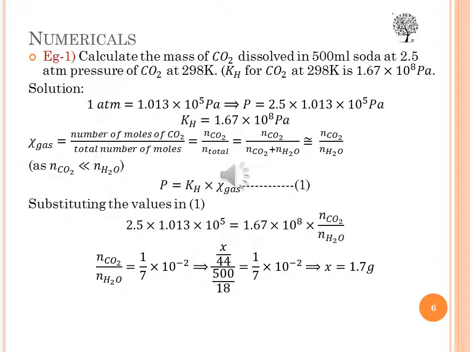Now the mole fraction of the gas is number of moles by total number of moles. So number of moles of carbon dioxide divided by total number of moles. What are the two components there? Carbon dioxide and water, isn't it? Because it's soda. So it is moles of carbon dioxide divided by moles of carbon dioxide plus moles of water. But the number of moles of carbon dioxide is very, very less compared to the number of moles of water, so you can replace the denominator by just the number of moles of water. Substitute the values in P is equal to KH into chi of the gas, and you will be able to calculate the value of X as 1.7 grams.